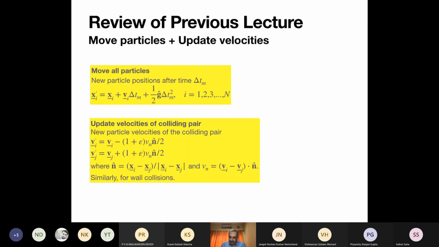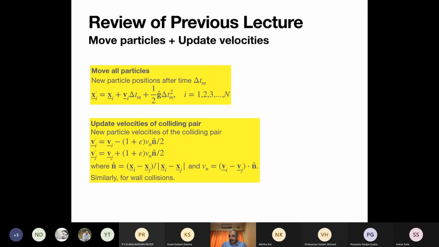And so this is what it is: after you calculate the collision time for every pair of particles, you move them by the minimum value of delta t, and this is the equation that you use to move them. And then for the particles i and j which are colliding, you update the velocities and so forth. And you can do the same thing for wall collisions also.